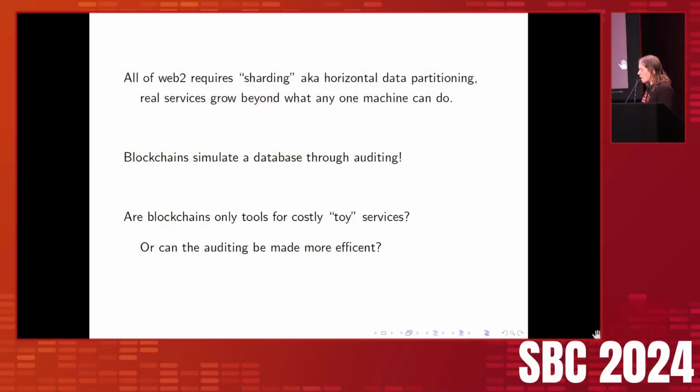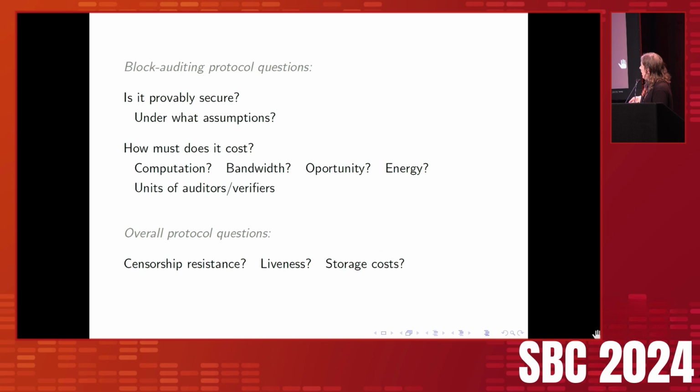Blockchains simulate a database through auditing. This is fundamentally what they do. The machines audit the updates. But they're basically simulating a single threaded database. It's kind of shitty. So are they only for these toy services that we're using them for now, or can we actually make them scale up to run real things? So one of the things that means is we have to make the auditing more efficient.